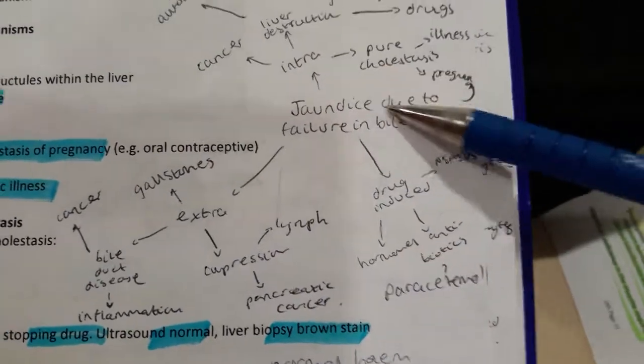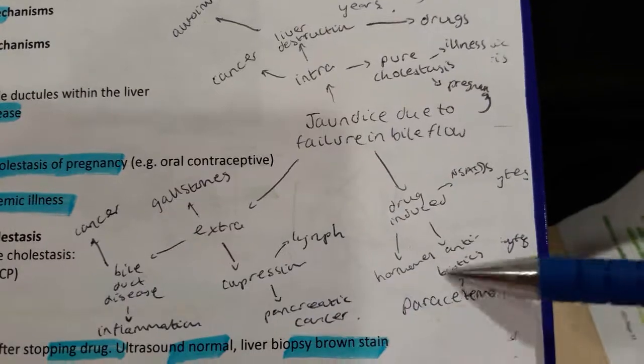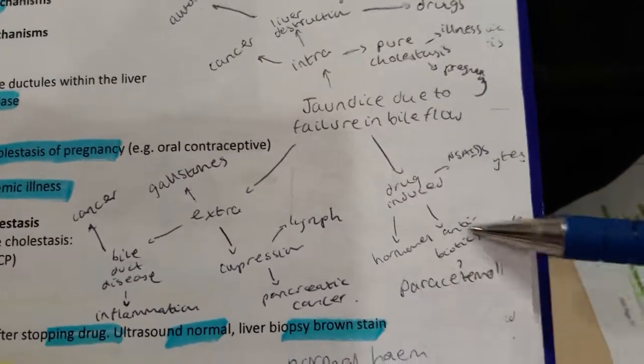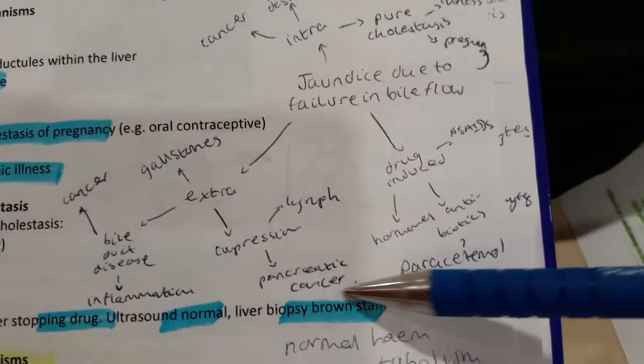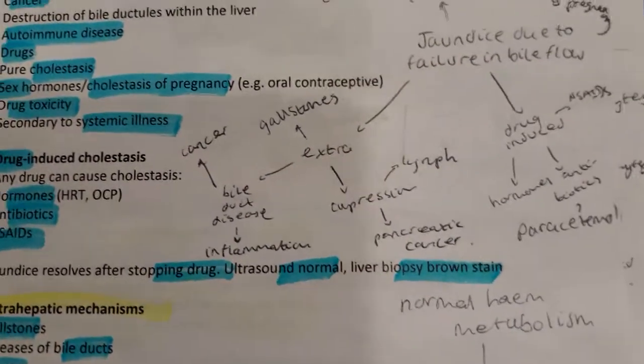One important thing to note is that if the jaundice is due to drugs, so if the patient is taking paracetamol or antibiotics and they have jaundice, then the ultrasound will be normal, the liver biopsy will show a brown stain, and the jaundice will resolve after stopping the drug.